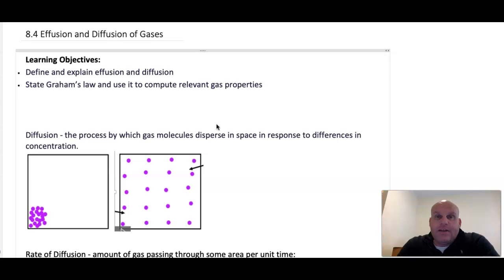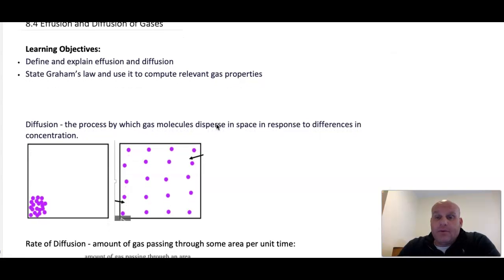As you can see, the first objective here is to distinguish, define, and explain the difference between diffusion and effusion. So let's start with diffusion. A concept that we've talked about with regards to the gas laws and properties of gases is that gases fill their containers completely. The kinetic molecular model told us that happens because gas particles are in constant random motion. So the process by which a gas disperses to fill that space is called diffusion. And then you can see here it's going to disperse from areas of a higher concentration to areas of lower concentration.